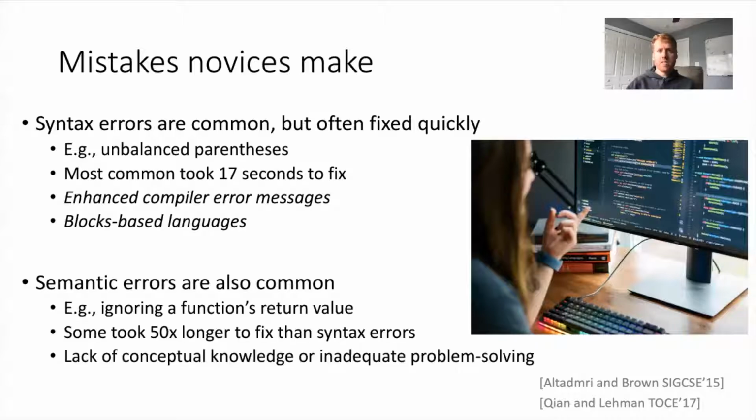For semantic errors, the most common one, according to a study, is calling a function but ignoring the return value, such as toString in Java. This semantic error took students 50 times longer to fix than the unbalanced parentheses issue, if they ever fixed it at all.